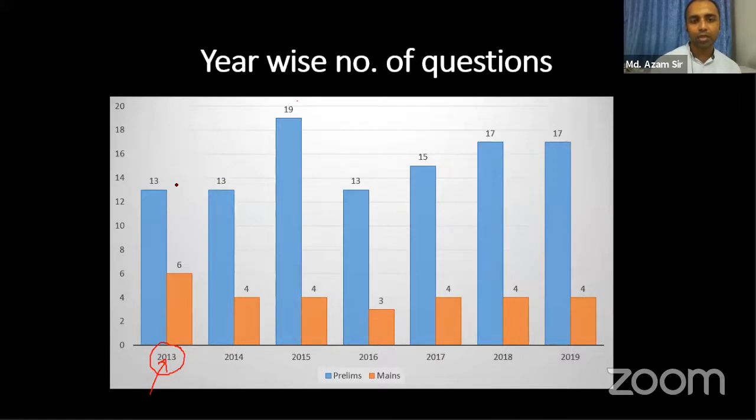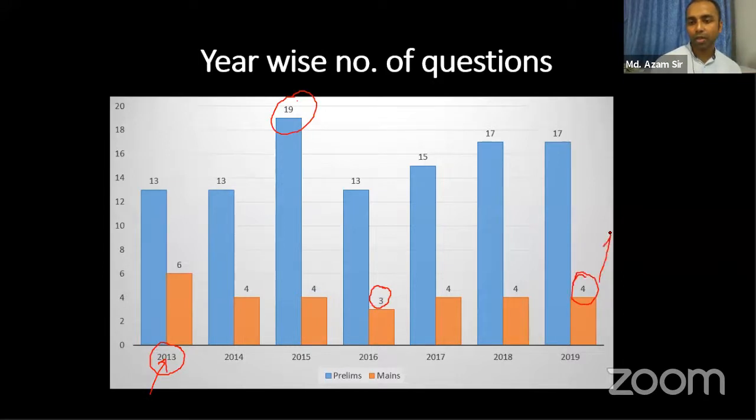So you can see the number of questions in prelims. Approximately 13 was the minimum and 19 was the maximum, so you can consider 15 to 16 as the average number of questions. With respect to the mains, a minimum of 3 questions was asked in the year 2016 and consistently 4 questions for the last couple of years. It was only in 2013 that 6 questions had been asked. As such, 4 is the average number of questions.